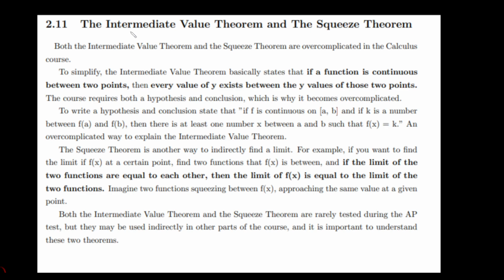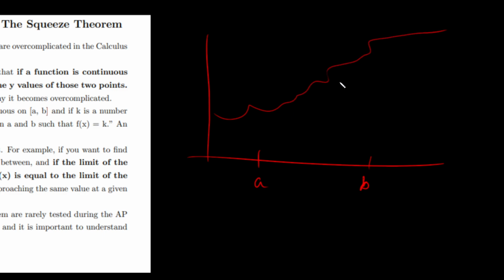Now, to simplify, the intermediate value theorem is basically when, if a function is continuous between 2 points, right, between an interval, that means every y value exists between the y values of those 2 points. So basically, say I have, like, this is from A to B, right? I'm just going to draw like a little line. This is continuous, right? So that means from A to B, every single y value exists between this f of A and f of B. Every single one of these exists as long as it's continuous. That makes perfectly logical sense.